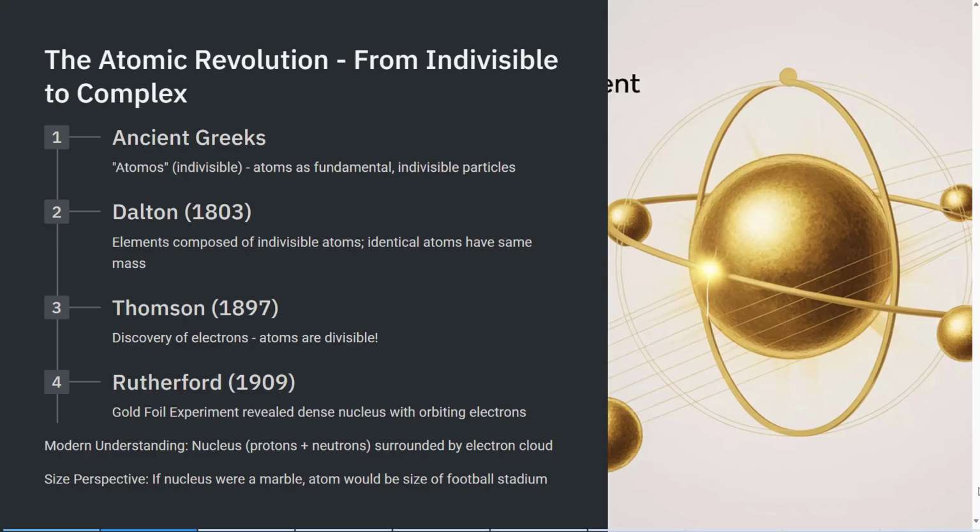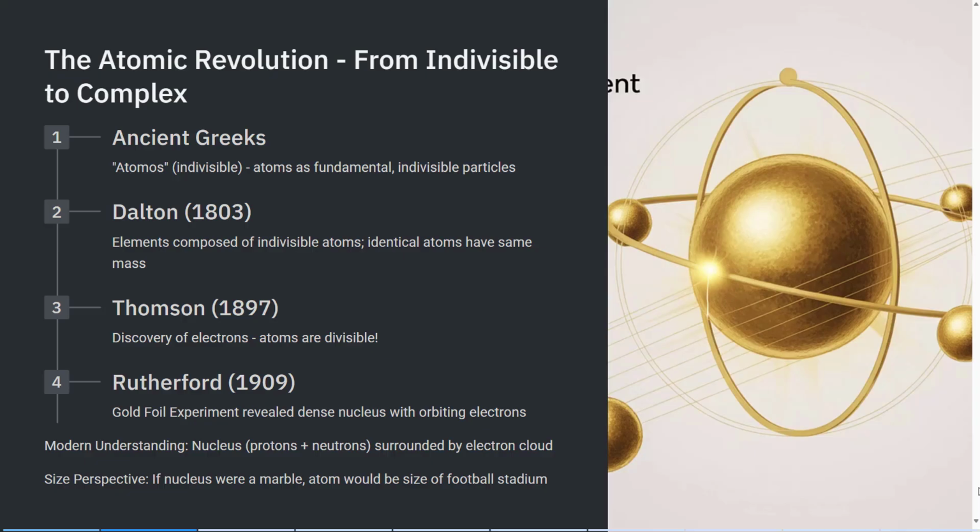Here's a mind-blowing size comparison. If the nucleus were the size of a marble sitting at the center of a football stadium, the electrons would be buzzing around somewhere in the stands. The atom is 99.9% empty space. Today we know that the nucleus contains protons and neutrons, while electrons form a cloud around the nucleus. This structure is the foundation for understanding atomic number and mass.